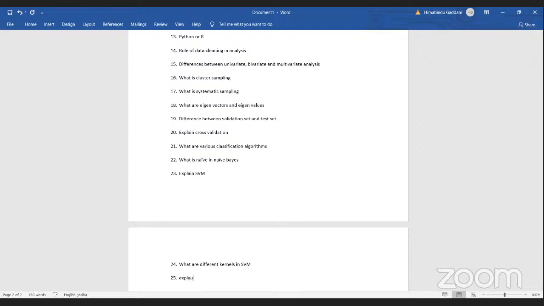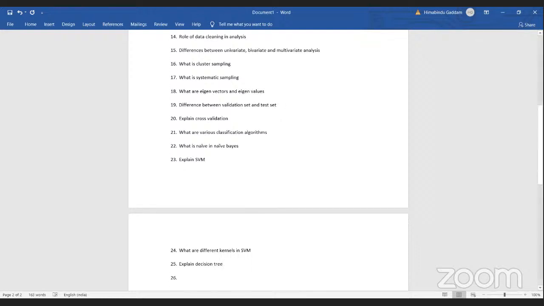Explain decision tree. A decision tree is a supervised machine learning algorithm mainly used for regression and classification. It breaks down the dataset into smaller and smaller subsets, while at the same time, an associated decision tree is incrementally developed. The final result is a tree with decision nodes and leaf nodes. A decision tree can handle both categorical and numerical data.